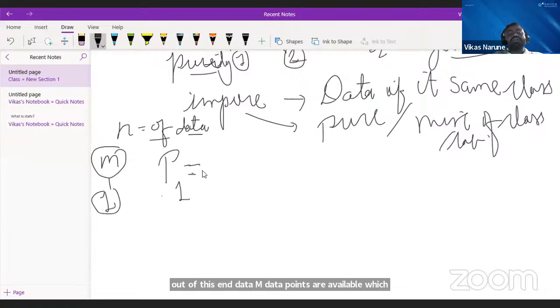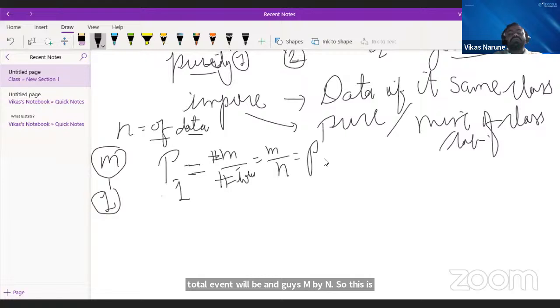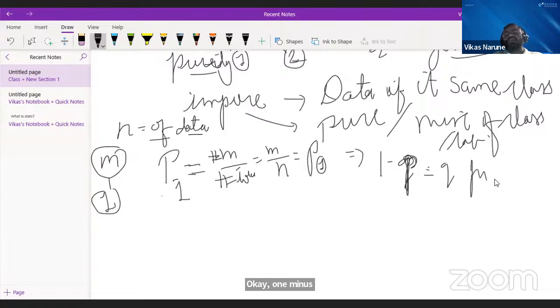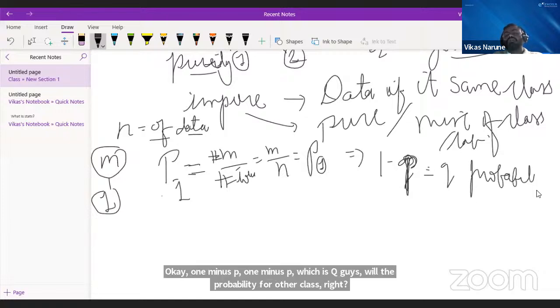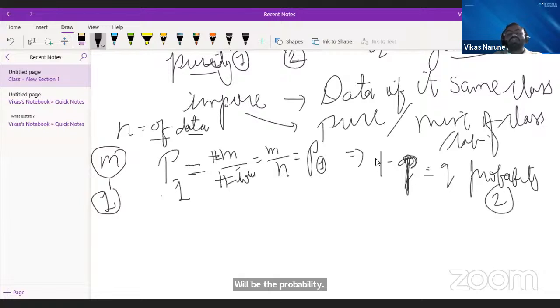So obviously, whenever I try to calculate the probability for class 1, I'll calculate it this way: number of favorable events divided by total events. My favorable events will be m, the total events will be n, guys. So m by n is what my P1 will be, the probability of class 1. So if P is my probability of class 1, obviously 1 minus P, which is Q, guys, will be the probability for the other class, class 2, right?